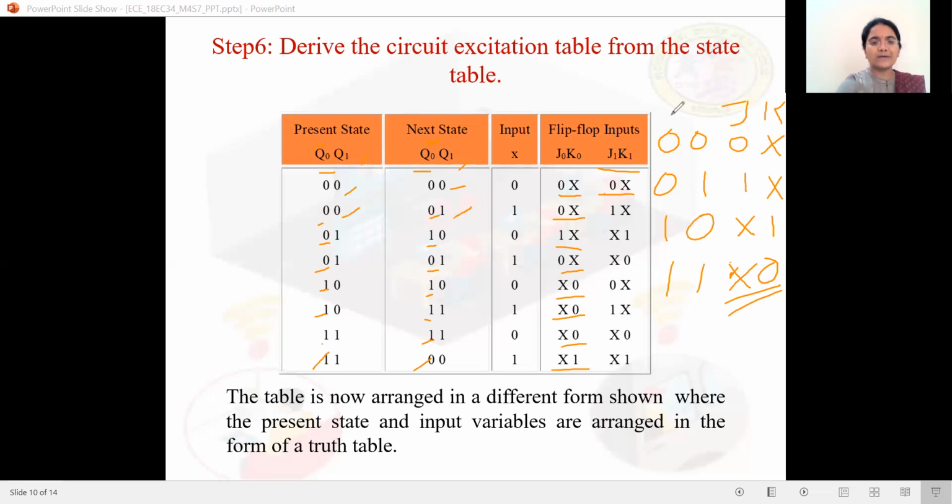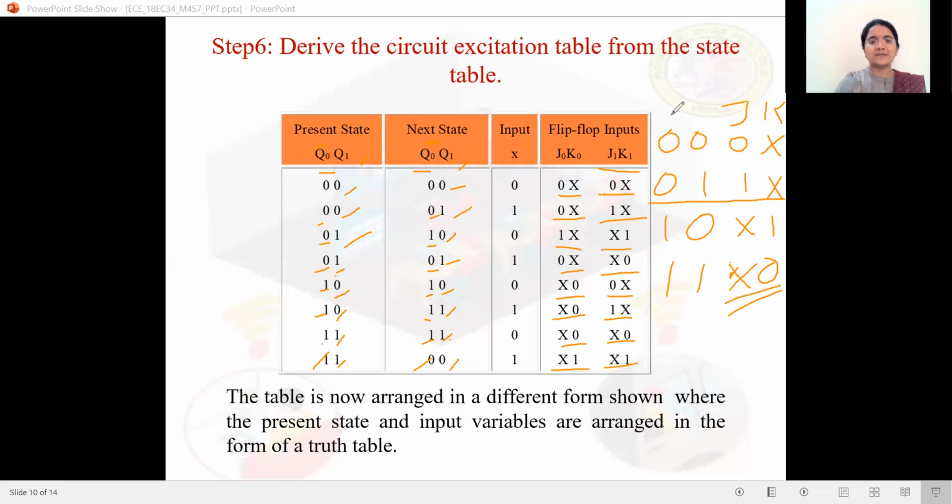Q1 0, Q1 plus is 1, 0 1. For 0 1, 1x. For 1 0, it is x1. For 1 1, you please see this present state Q1 and next state Q1. When 1 1, it is x0. 0 0, 0x. 0 1, 1x. 1 1, x0. 1 0, x1. In this way, we have to write the flip-flop inputs.